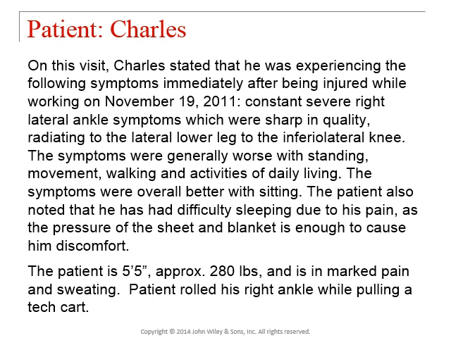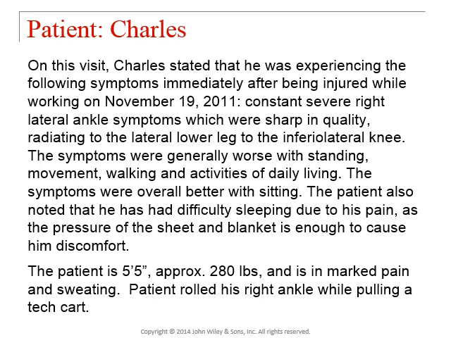He had constant severe right lateral ankle symptoms, which are sharp in quality. So we're talking about just around the lateral malleolus, radiating to the lateral lower leg to the inferior lateral knee. So remember your terms, it's going to be just below and to the lateral right of the knee itself.